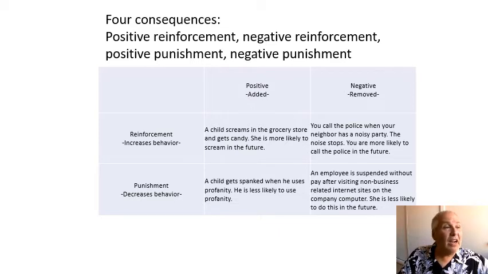Which brings us to the next box, negative reinforcement. The parent was negatively reinforced because the screaming is aversive, hurts your ears, it's embarrassing, and as soon as you give the child candy, the screaming lets up. So the parent has just been reinforced for giving candy to a screaming child and is more likely to do it the next time the child screams. And another example here, your neighbors are having a noisy party, you call the police, the noise stops. Next time there's a noisy party, you'll be more likely to call the police.